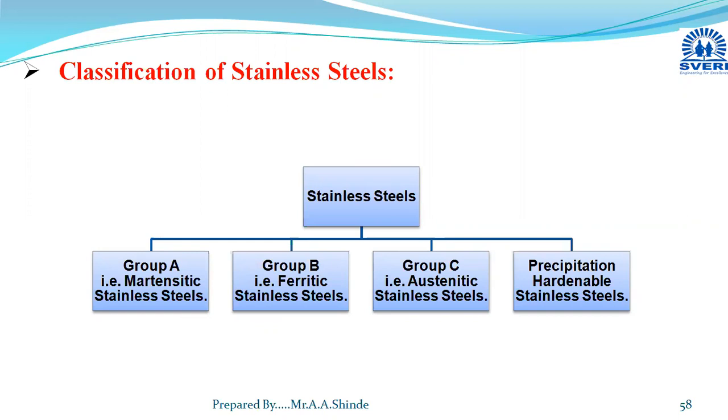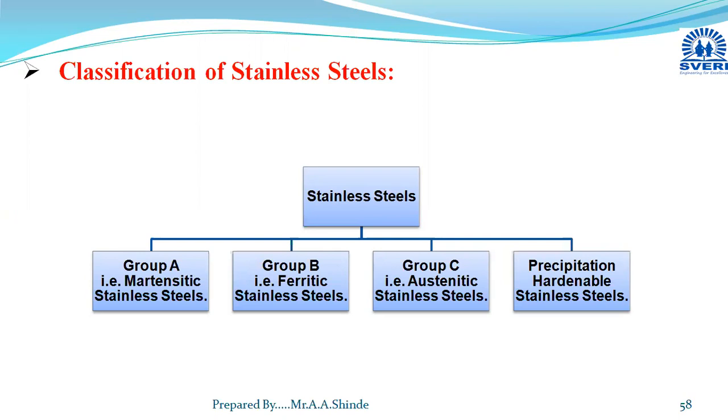Stainless steels are classified into four types as Group A, Group B, Group C, and precipitation hardenable steels. If you search on the internet or other sources or in some books, one special stainless steel, that is duplex stainless steel, is also added. Means in general, in some books you can find 5 categories of stainless steels. In some books you can find 4 types. Duplex steel is one extra type. I will explain it; I have just not added that in this slide. Now, one by one, we will discuss all these 4 or 5 types of stainless steels along with the composition, properties and applications.